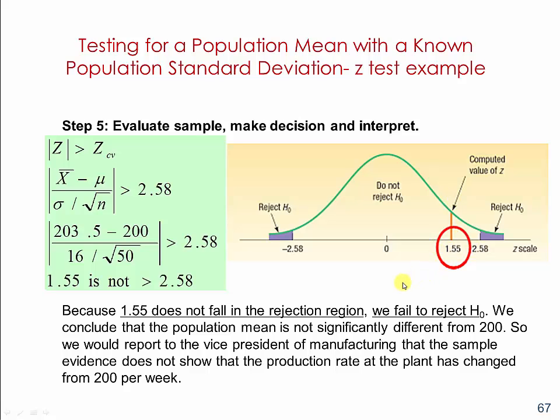Our interpretation, or our conclusion, is that the population mean is not significantly different from 200. So we would report to the Vice President of Manufacturing that the sample evidence does not show that the production rate at the plant has changed from 200 per week.